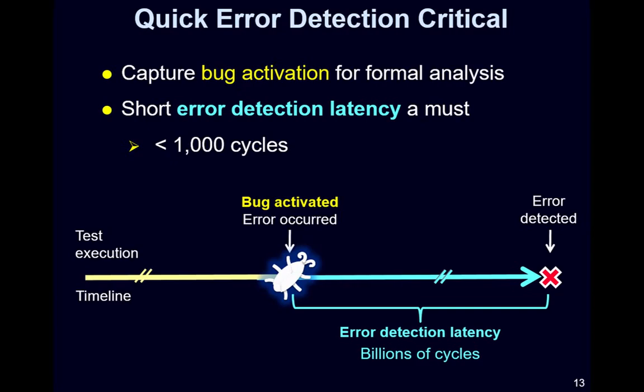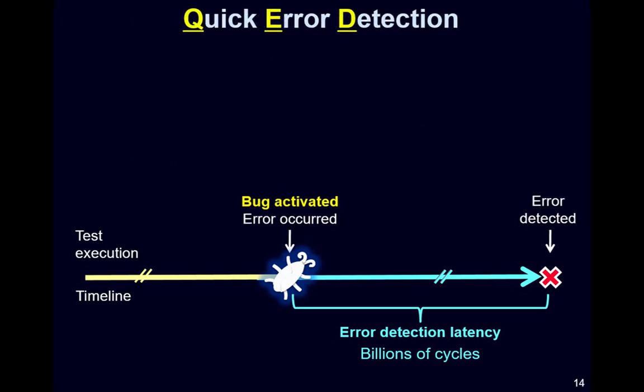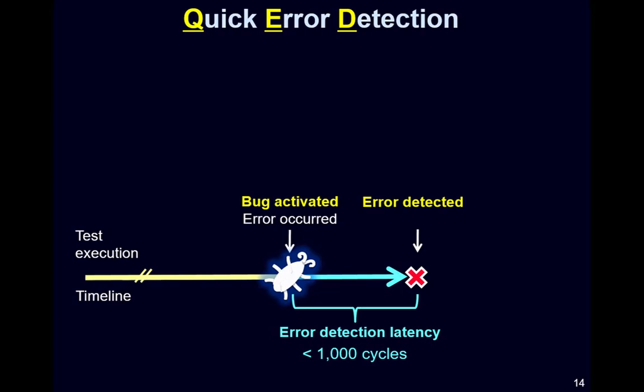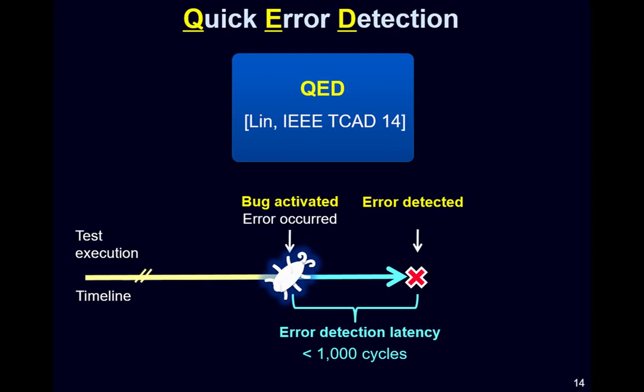Unfortunately, with a lot of existing tests, that error detection latency can be on the order of millions or even billions of cycles. And this can make it impossible to trace back and actually trace any data from when the bug was actually activated. So we need to use a testing strategy that ensures short error detection latencies on the order of 1,000 cycles. I'm going to preface this by saying we used QED, or quick error detection. However, although E-QED and QED share the name, you can use any testing strategy that ensures short error detection latency. It doesn't have to be QED. It just happens to be the one that we chose to use.